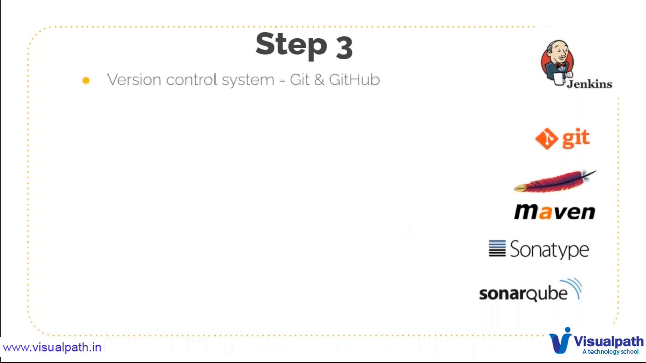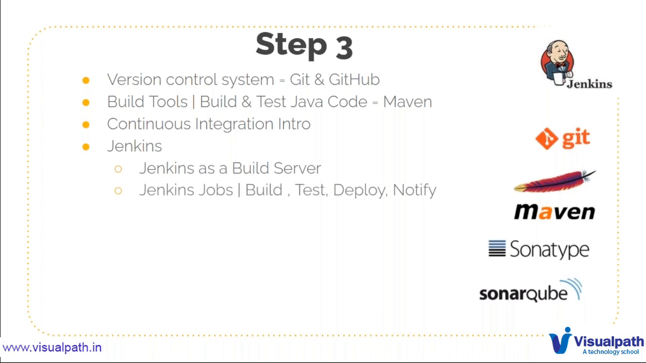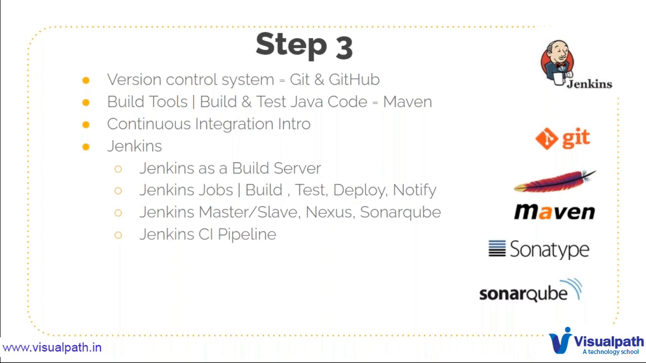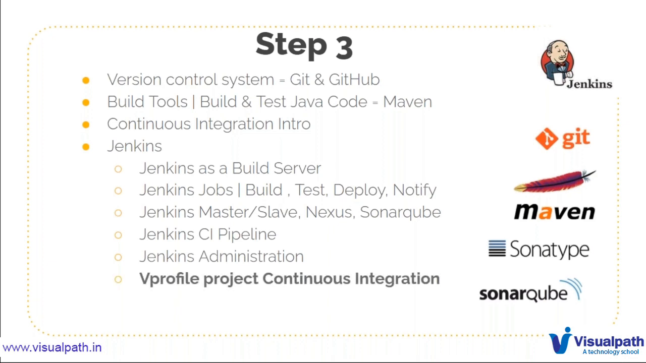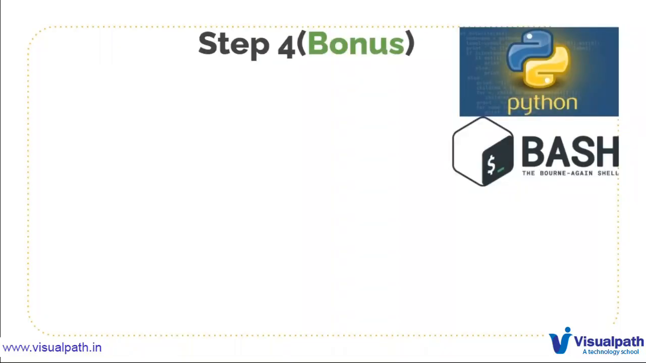Step three, we'll be learning continuous integration. So Git, build tools like Maven, and we're going to learn in detail on Jenkins, like a build server. Build, test, deploy, Jenkins master slave concepts, Nexus, SonarQube, Jenkins CI pipeline, continuous integration pipeline, Jenkins administration, and then we'll be using the vProfile project for the continuous integration over here. So the course is like this. You learn concepts and then you implement it in the project. That's why I say I focus on real-time implementation. So you're going to have a CI/CD pipeline for our vProfile project. We'll learn that in detail later.